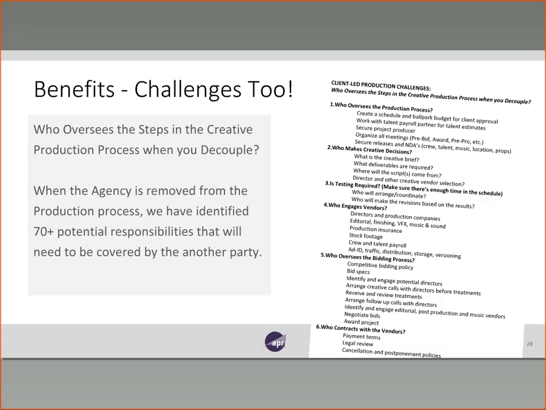Because while there are obviously benefits to decoupling, there are challenges too. And we've identified more than 70 potential responsibilities that in the traditional model, your agency of record is handling for you. From creative decisions to managing the vendors to owning the bidding process, those are elements of the production process and supply chain that you need to identify and say, who is responsible for this now? If I'm shifting away from my agency of record, who is responsible for that now? So there are challenges that you need to be aware of when you are sourcing your ad production in a different way.